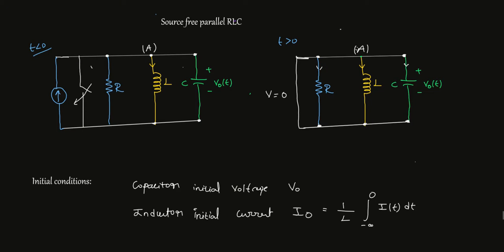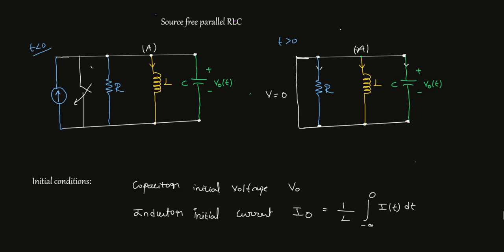Hello everyone. In the last video you have seen the series RLC circuit, and in this video you will see the parallel RLC circuit and its response. In the series RLC circuit we particularly concentrated on the current response at the output, but in the parallel RLC circuit we can see that for all the elements the voltage will be the same. Why? Because all the elements are in parallel.